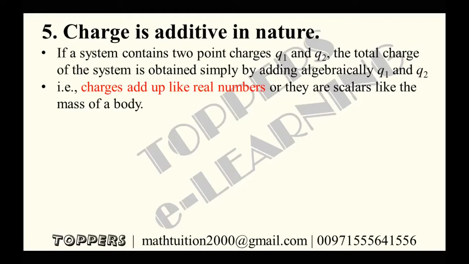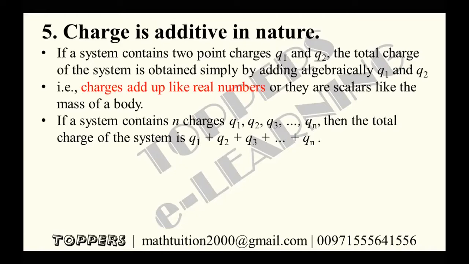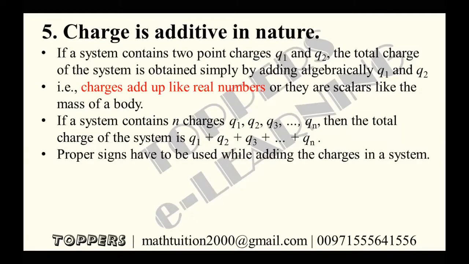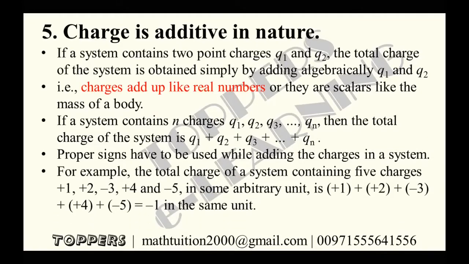That is the algebraic method. If a system contains n charges Q1, Q2, Q3, etc., Qn, then the total charge of the system is Q1 plus Q2 plus Q3 plus etc. plus Qn. Proper signs have to be used while adding the charges in a system. So the sign has to be given properly and added algebraically. For example, the total charge of a system containing 5 charges: positive 1, positive 2, negative 3, positive 4, and negative 5 in some arbitrary unit.